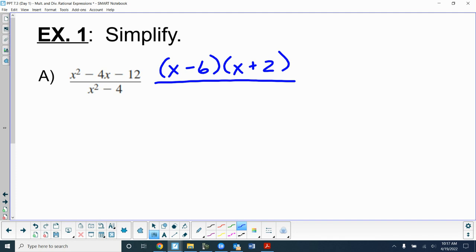Now these only have 2 terms, but they're both perfect squares with a minus between them. We call that a difference of squares. So Mr. Collins, what do those factor into?